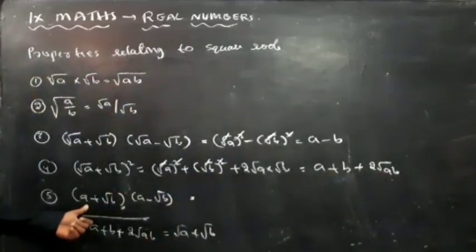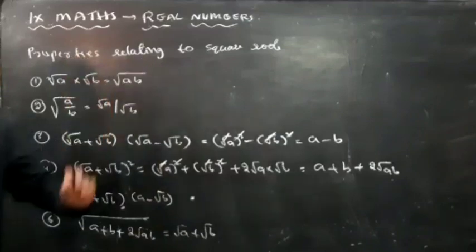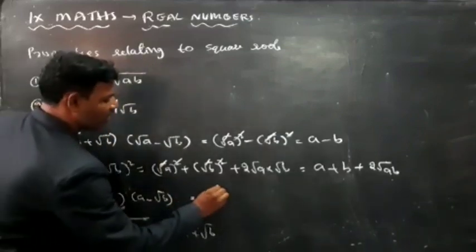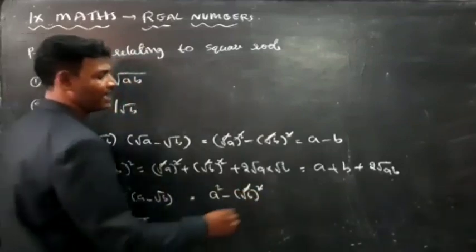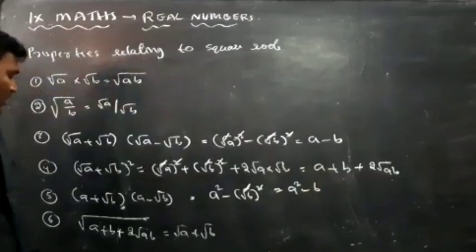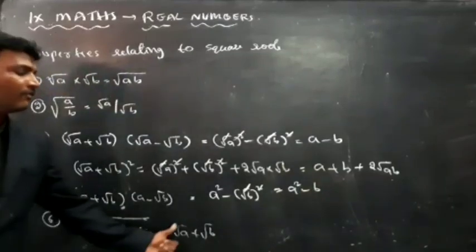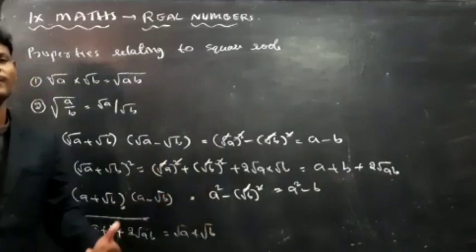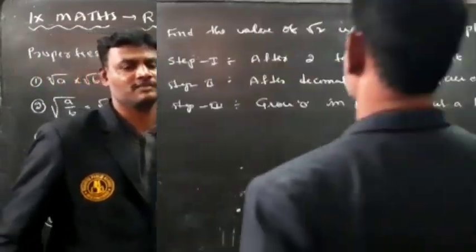Here A plus root B into A minus root B. Once again it is in the form of A square minus B square. So what do we write here? A square minus root B whole square. Square and root cancel. What is the answer here? A square minus B. Next, A plus B plus 2 root AB under root we can write as root A plus root B. So these are some properties on square roots.